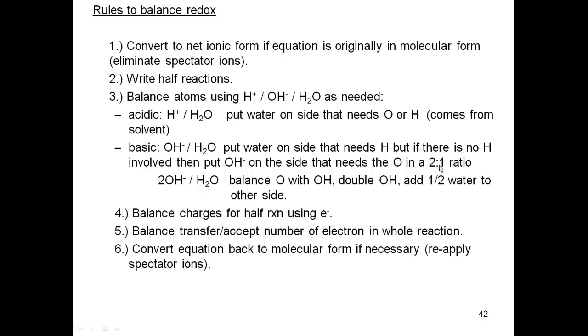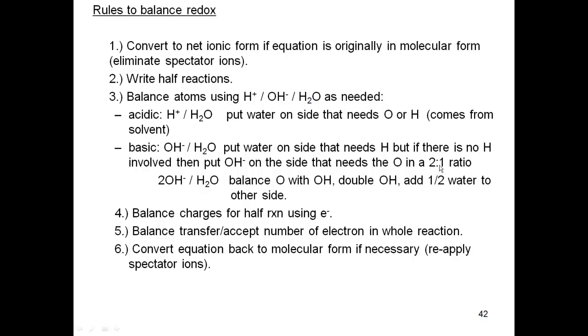Here are some rules for balancing redoxes. First, you have to convert to the net ionic form of the equation, if it's in molecular form, by eliminating the spectators and getting it to the net. So you must convert to the net ionic equation if it's originally a molecular formula equation. You've got to eliminate the spectators. If it's already a net ionic, then you don't have to worry about that. But you must get rid of the spectators. Second, you write the half reactions. You write it as an oxidation and a reduction.